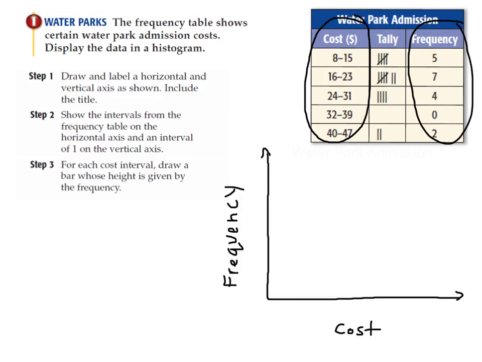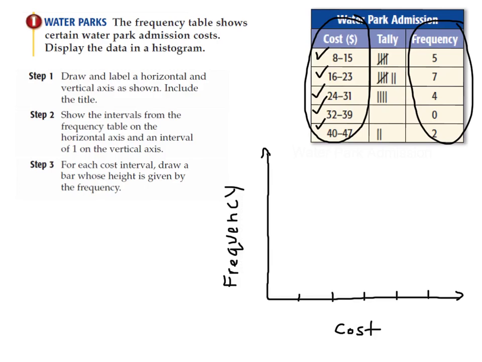Now, step number 2 says show the intervals from the frequency table on the horizontal axis and an interval of 1 on the vertical axis. Now, here on the x-axis, we have to figure out how many bars we're actually going to have in our graph. 1, 2, 3, 4, 5. So what I would recommend that you do is you place out where you want those 5 bars to go. Remember, they have to be equally spaced, so it's a nice idea to just set it up right now.